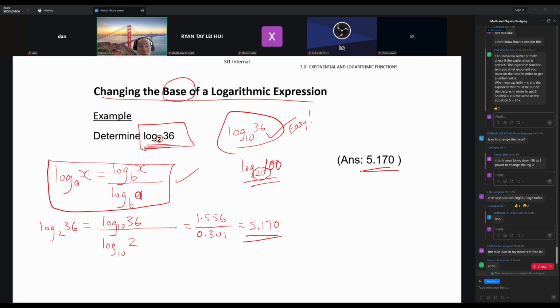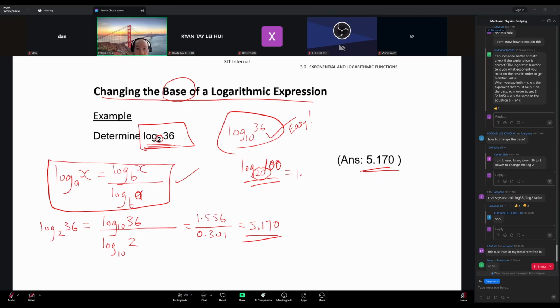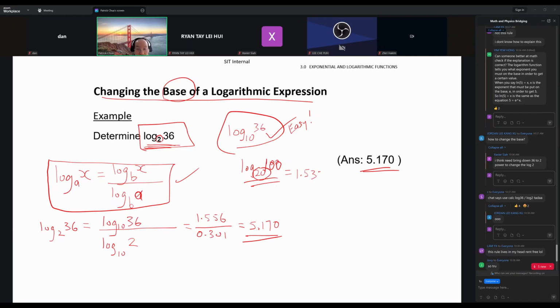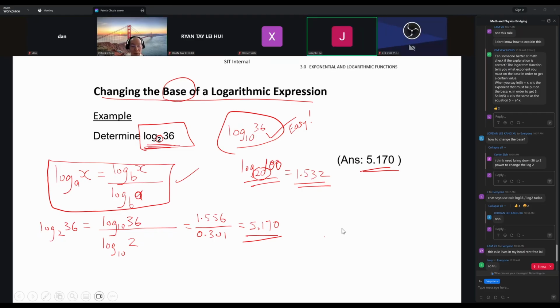Right? So now, can you find log to base 20 of 100? Use the formula and see what you get. Have a go. I give you the answer here: 1.532. All right, you work it out on your own. It should be quite straightforward using the formula, changing the base. Actually, I don't think it's 1.532. It should be 1.537. Yeah, it's okay.